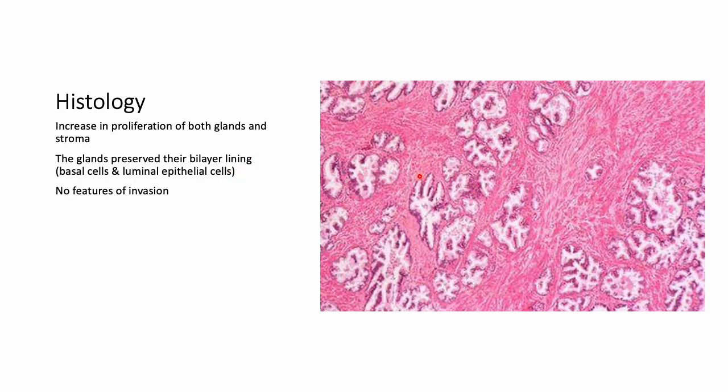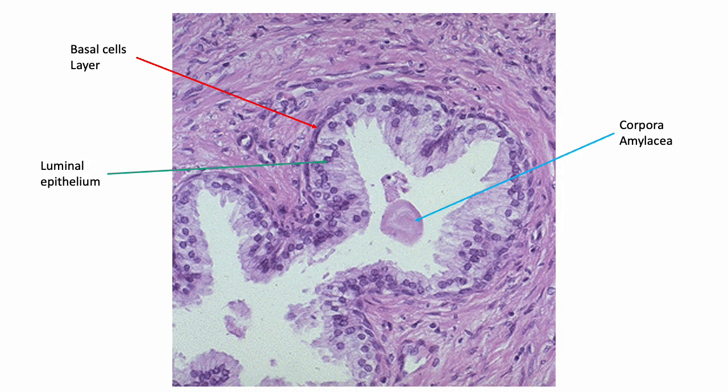So it still preserves the normal architecture, which is the bilayer lining, consisting of basal cells and luminal epithelial cells. And you cannot see any features of invasion, for example, necrosis, desmoplastic stroma, and mitosis. There is not much increase in mitosis in this type of lesion.